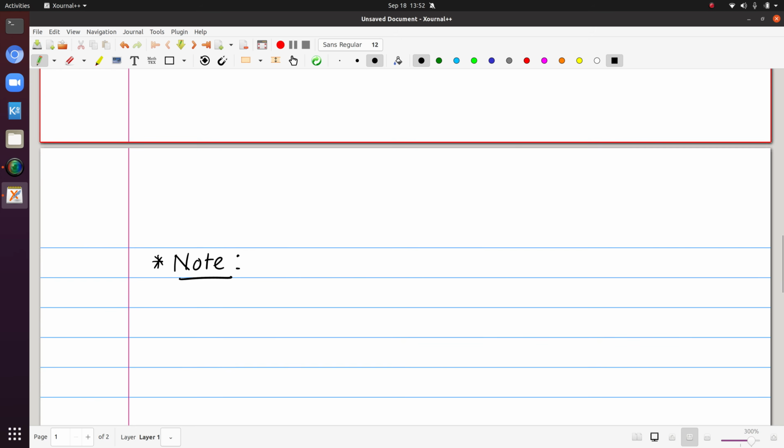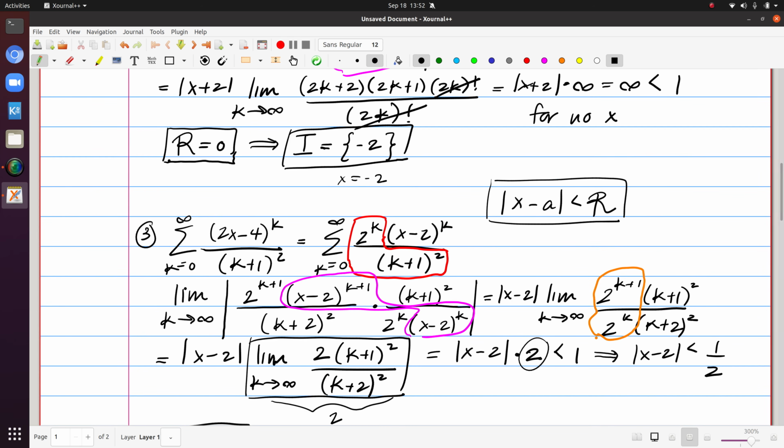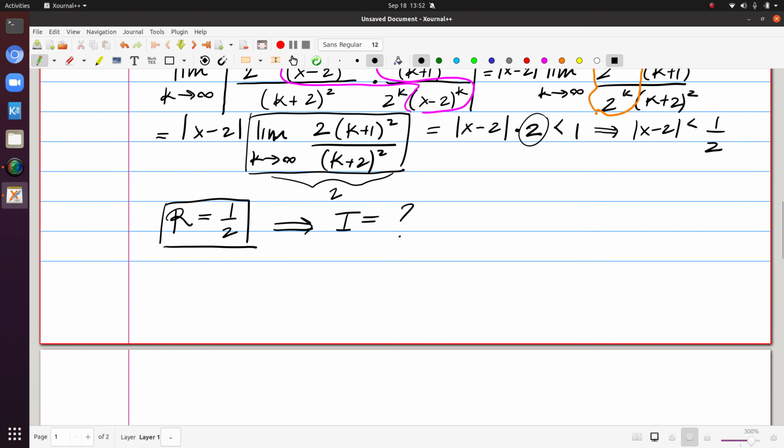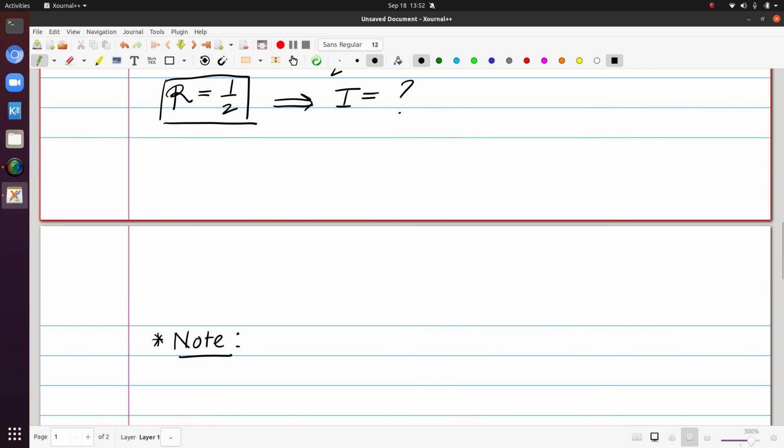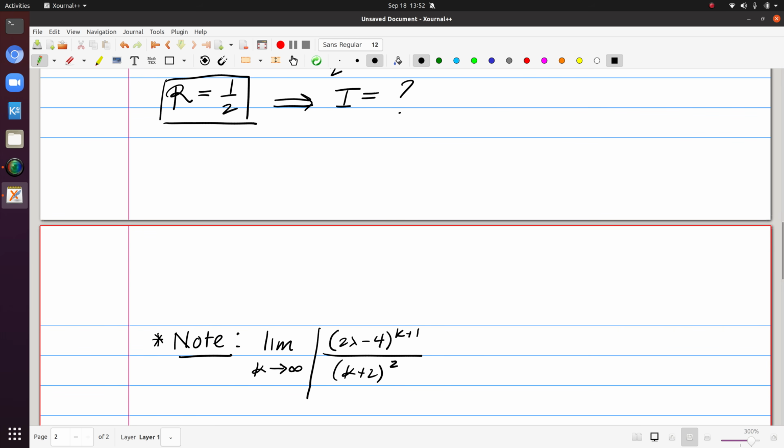What I wanted to point out is, suppose you didn't rewrite the series in this way that we have in red. Coming back to this, you could still jump right into the ratio test, but I want to point out, so that we can avoid some confusion, what you would have to be careful with in doing it that way. If I were to use the ratio test on the original form of the series, I would have the absolute value of 2x minus 4 to the k plus 1 over k plus 2 squared, times k plus 1 squared over 2x minus 4 to the k.